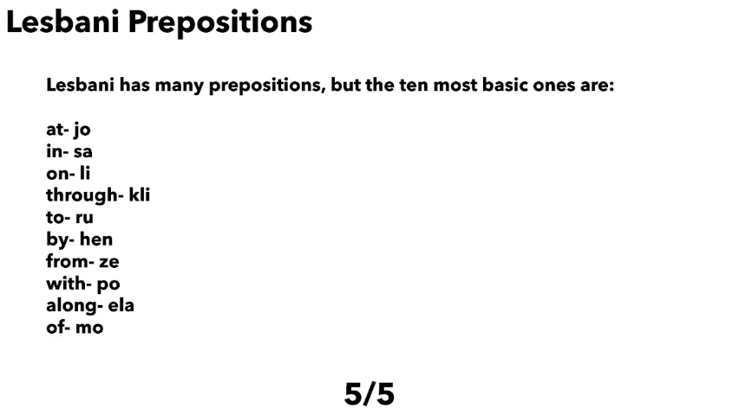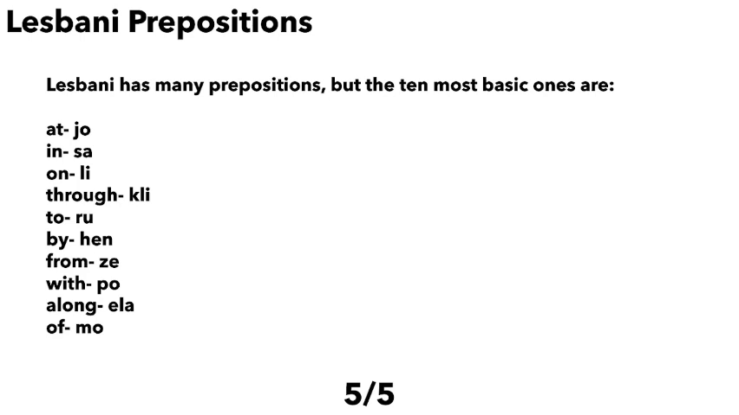Kli is through, as in I'm going through a place. To is ru. They sound kind of similar, so you can remember it like that. As in I am going to a place. Note that this is different from saying to eat. That is different. There's no word for to in that context. Then we have by, hen, and a reminder, the Lesbani by always means beside.